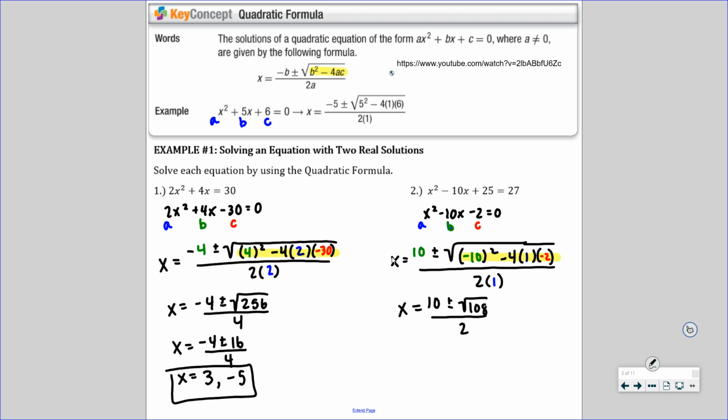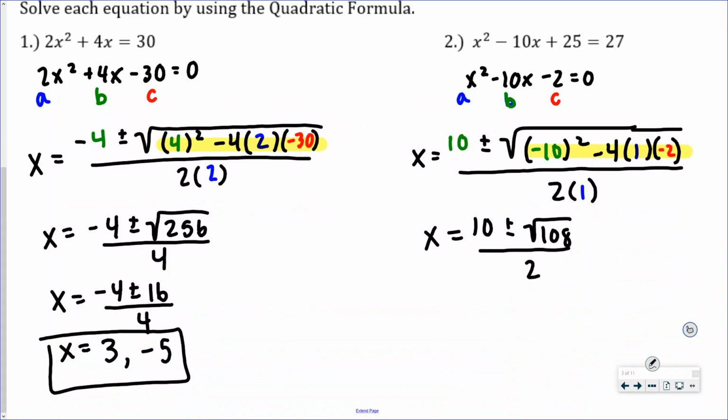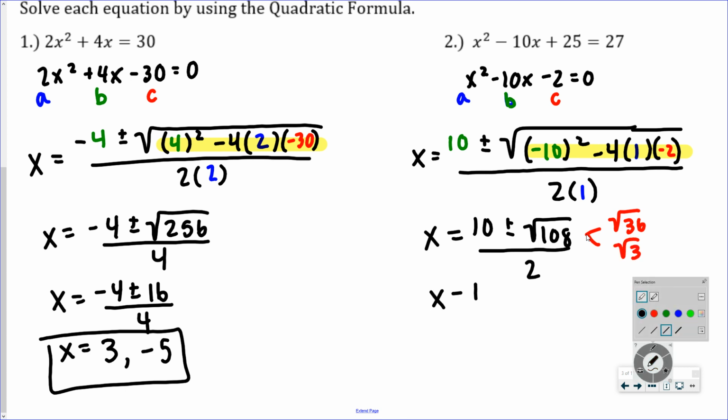Now, yesterday, the one we did, we ended up getting a perfect square. We got the square root of 256. Is 108 a perfect square? Unfortunately not. Okay, if you square root that in your calculator, you're going to get a decimal. So what we have to do is simplify this radical. So we have to look for perfect squares that go into 108. There's a bigger one. 36. Yep, it's 36 times 3. Remember, we always want to look for the biggest one. So that simplifies as 10 plus or minus 6 root 3 all over 2.